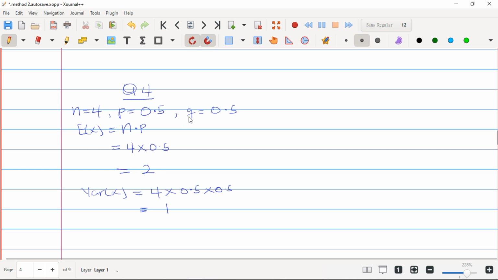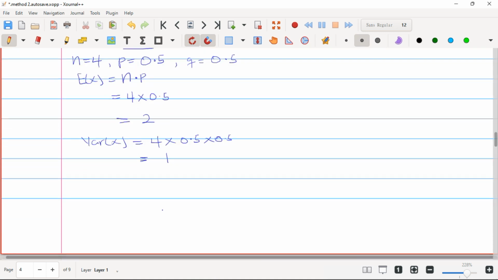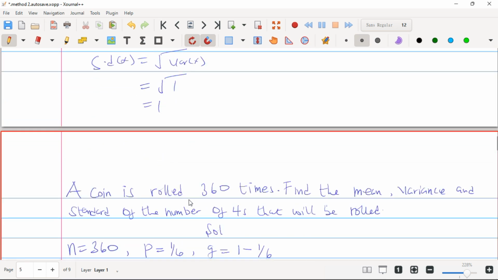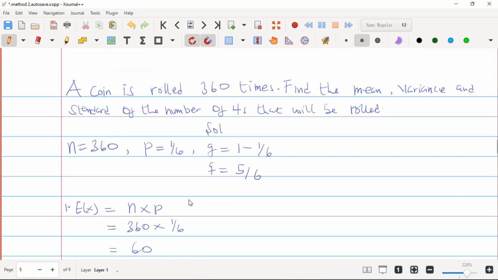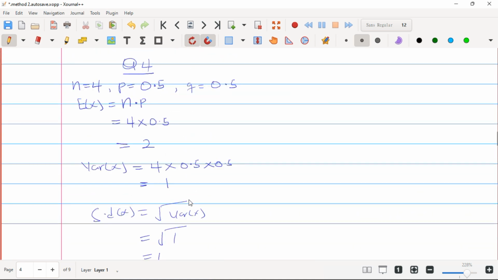And then if you want the variance, it is 4 times 0.5 times 0.5, since you have the number of observations times p times q. As we have in here, your final answer is going to give us 1. And then you told us to find the SD, right? So the standard deviation is surely going to be the square root of the variance. Here our variance was 1, so the square root of 1 is equal to 1. So our standard deviation is 1 here. So at the end of the day, this is how the mean and variance can be solved, right?